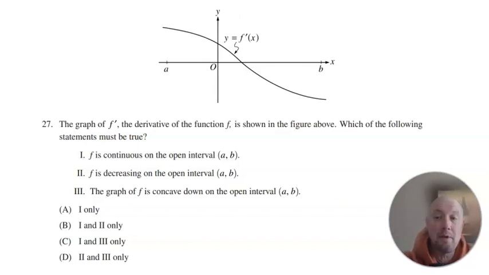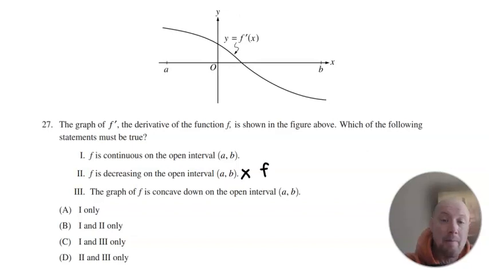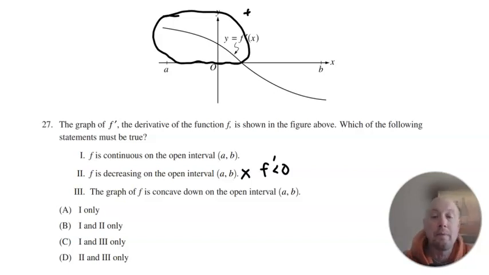So the first thing I'm going to do is eliminate choice 2. And the reason I'm going to eliminate that: if f is decreasing on the open interval a to b, that means that f prime would have to be negative on that interval. And we can see here that on this part of the interval, f prime is positive. Okay, so that eliminates choice 2.